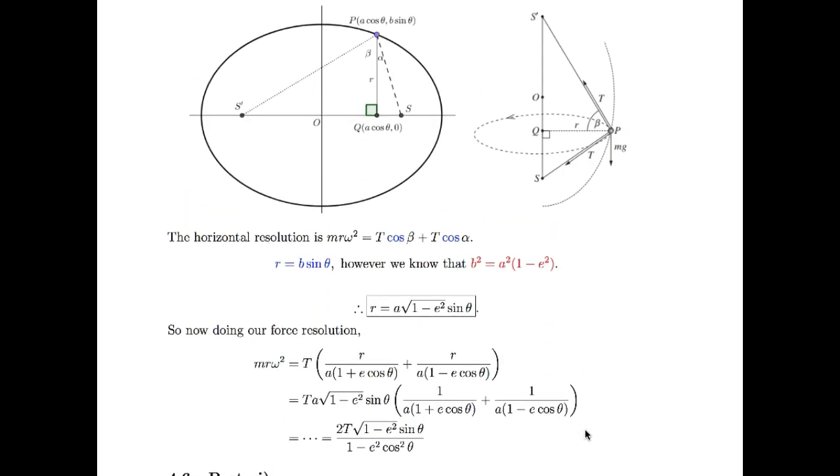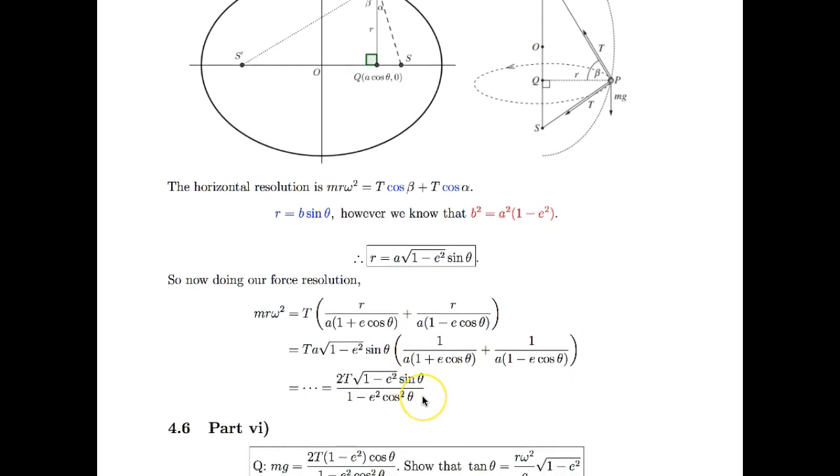Now we become a bit less scared to do our force resolution. We plug everything in. m r omega squared, the circular motion, is going to be the sum of these two forces. Do our trigonometry, we get that. We can basically put the r out in front and sub the formula in. And then again, after a lot of really, really messy algebra, you will ultimately get back to where you want to get to.